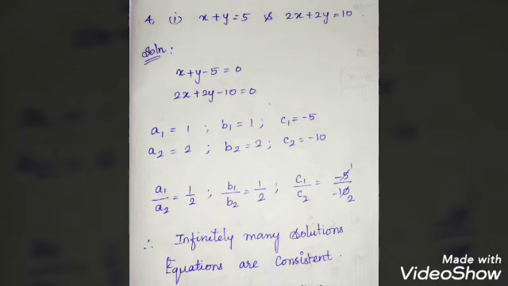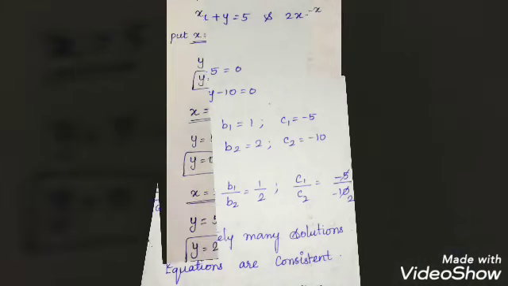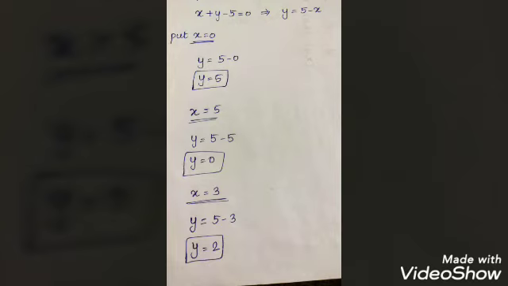Substitute: a1 by a2 equal to 1 by 2, b1 by b2 equal to 1 by 2, c1 by c2 equal to 1 by 2. So infinitely many solutions, equations are consistent. If consistent, we have to draw the graph.